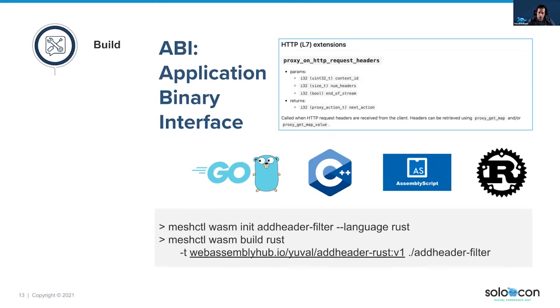In addition, in order to build, each language has its own build tools used to build a filter. So we provide meshctl wasm build in order to build a filter from code to WebAssembly and package it as an OCI image. And I'll get to why we use an OCI image in just a second.